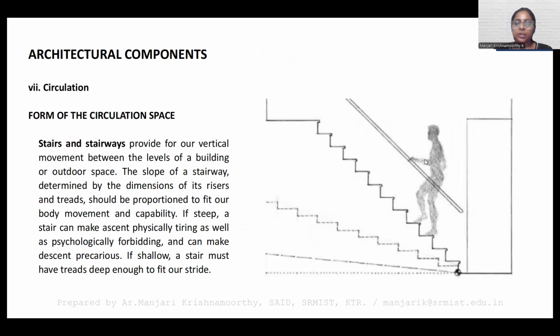So, when you talk about circulations, as I already told you, staircase, elevators, escalators, lifts are the medium of circulation from one above the other, from ground floor to first floor and the above floors. So, here's an example of how stairs or stairways are a vertical movement or a level of a building, all mezzanine levels from ground floor to first floor.